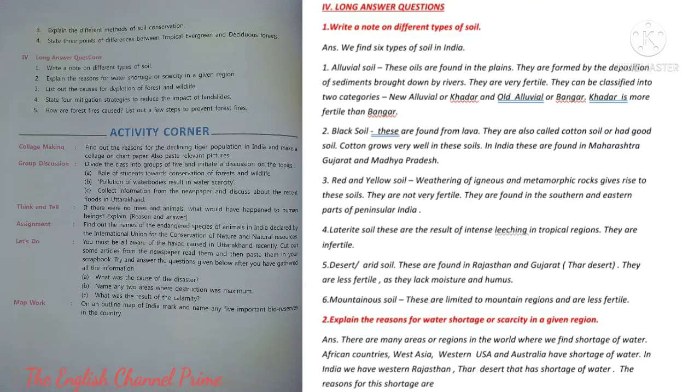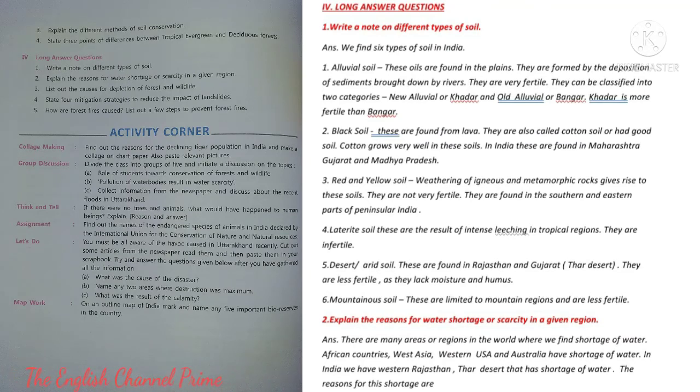Second, black soil. These are formed from lava. They are also called cotton soil or regur soil, and cotton grows very well in these soils. In India, these are found in Maharashtra, Gujarat and Madhya Pradesh. These are known as the cotton soil.